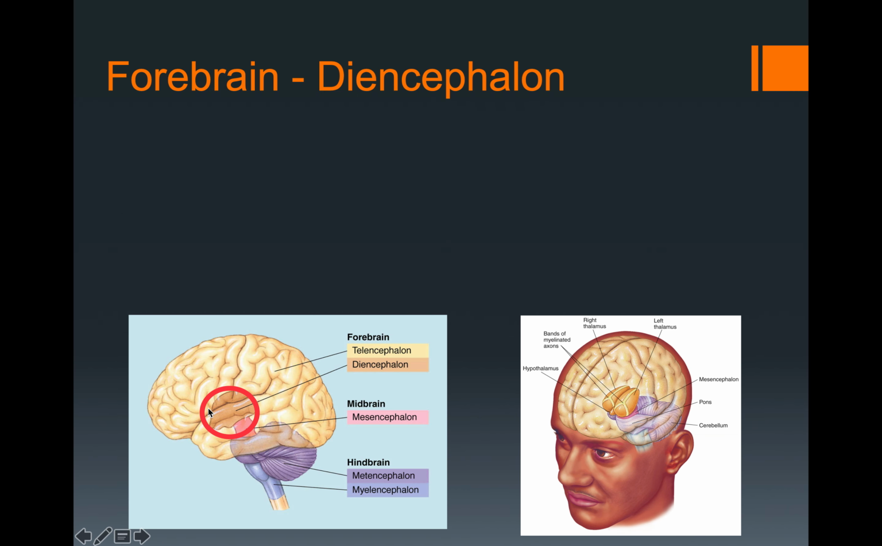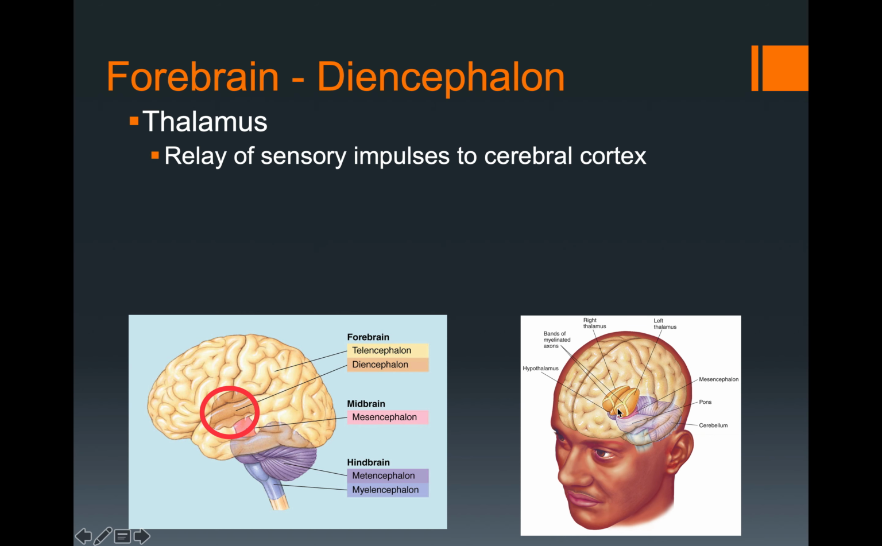Moving up to the diencephalon, which is part of the forebrain, it's top of the brain stem here. This is primarily two structures. The thalamus, which if you look here, these two lobes here represent the thalamus. We consider the thalamus to be involved as a relay station. So it's a relay of sensory impulses as they go to the cerebral cortex.